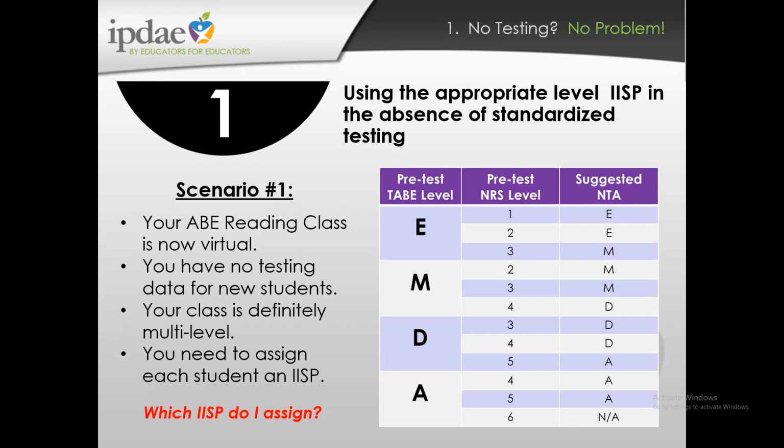As you start class, you notice that some of your new students are kind of lost and they aren't grasping the content that you are presenting. Other new students look bored and frustrated. You really want to assign your students their IISPs for your class, but you're beginning to wonder, wait a minute, I'm probably going to have my returning students stay on their current IISPs, but what am I going to do with these new students? I'm not sure which IISP to give them. I have no testing data for them, so I'm not even sure what ABE reading level they should be in. So this no testing situation is really becoming a challenge.